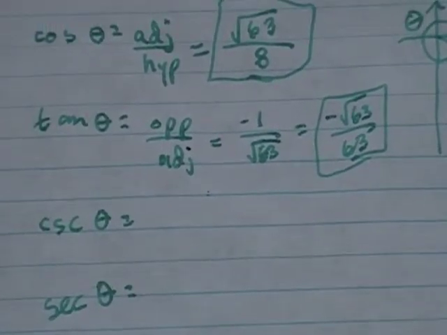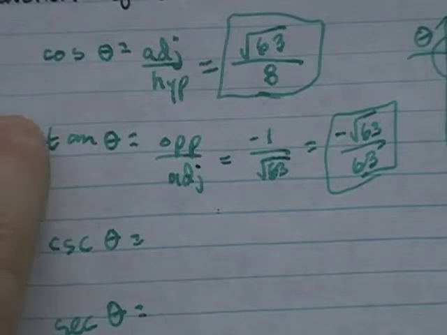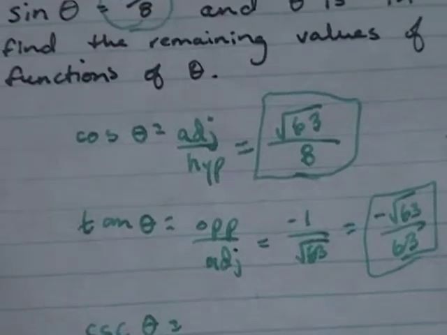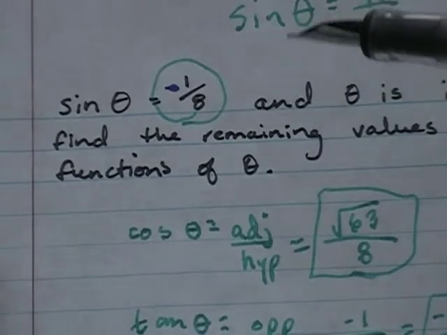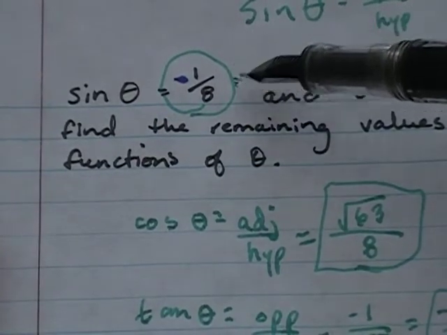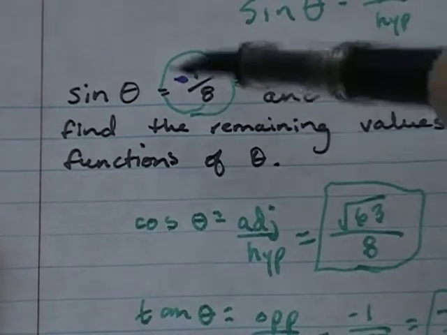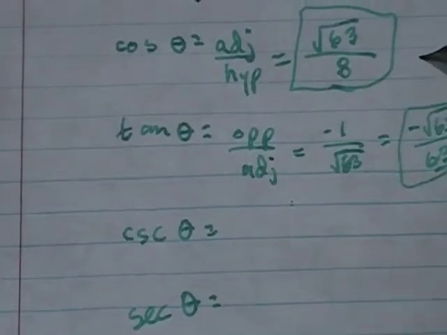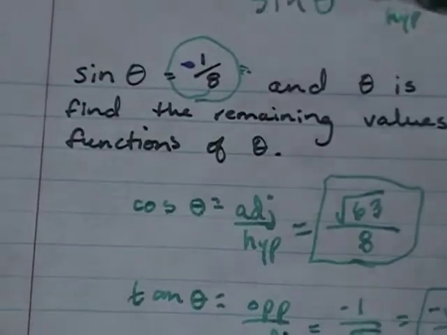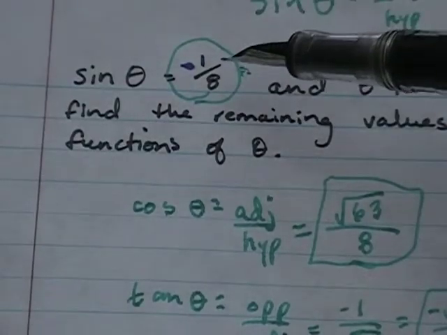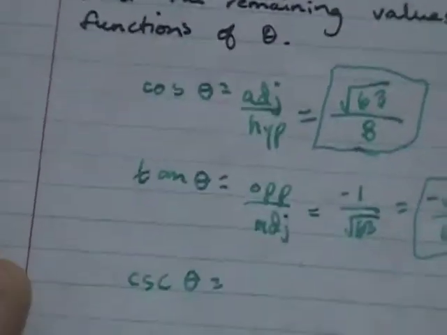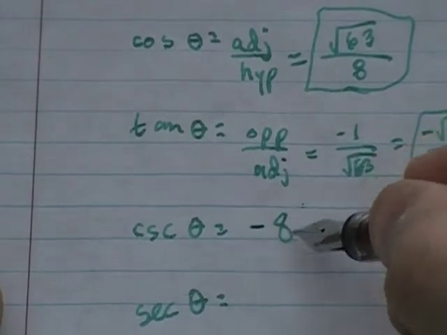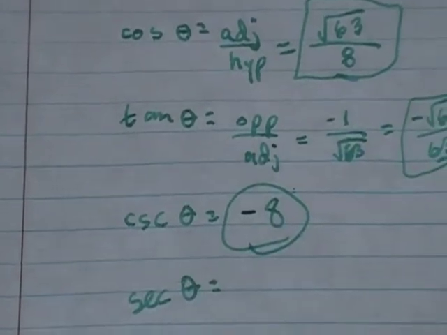All right, third one. Cosecant. Now cosecant is a reciprocal identity. Cosecant is the reciprocal of sine. This is easy because they gave me sine. I always tell my students, if I give you sine and you get every other answer wrong, you better get this one right. So cosecant is take the value of sine and flip it. So what's the reciprocal of -1/8? It's -8. Done.